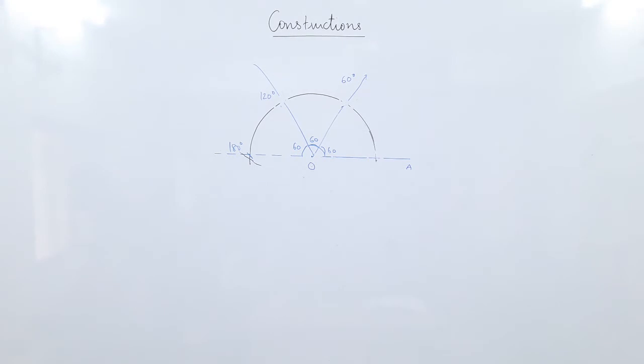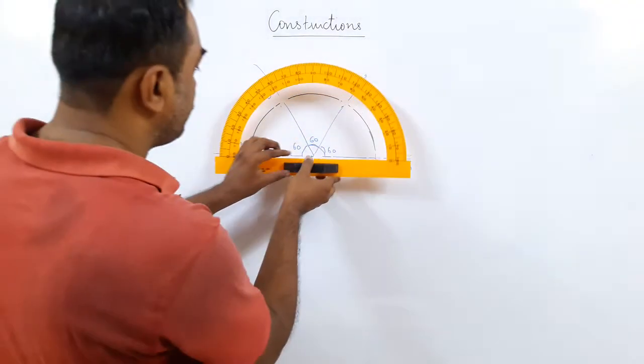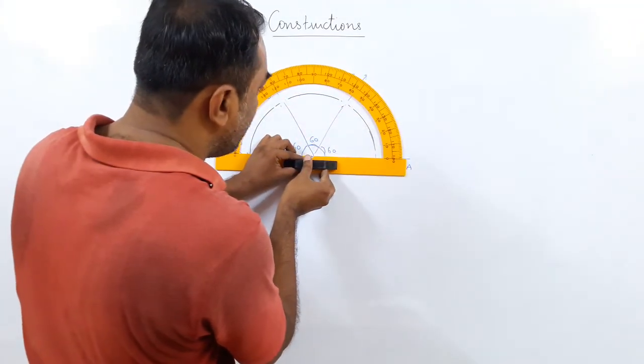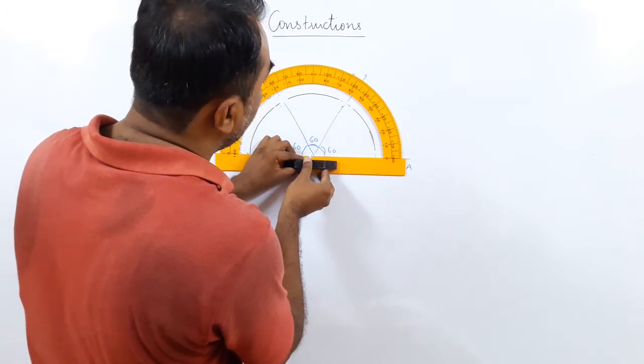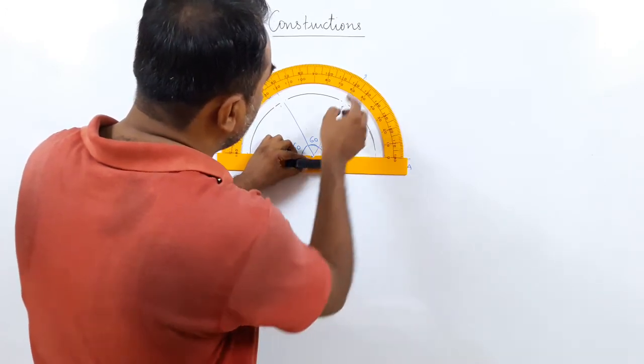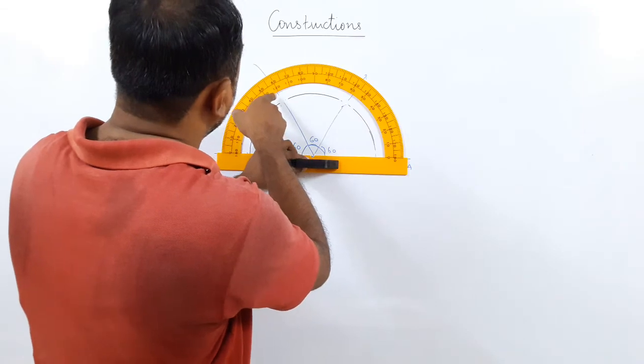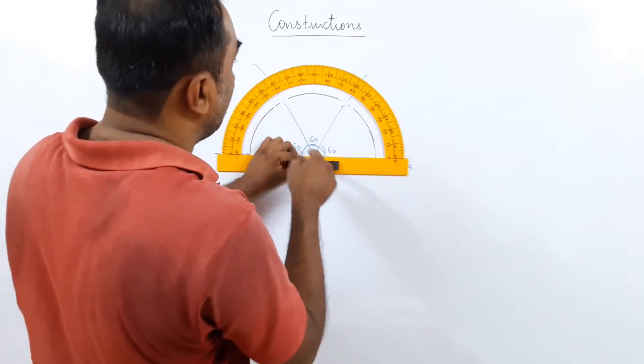Anyway, let me see how accurate we are this time. So put at 0 degree at 180. Yes, the line is a little bit near 60. This is a little bit at 120 and this is the 180 line.